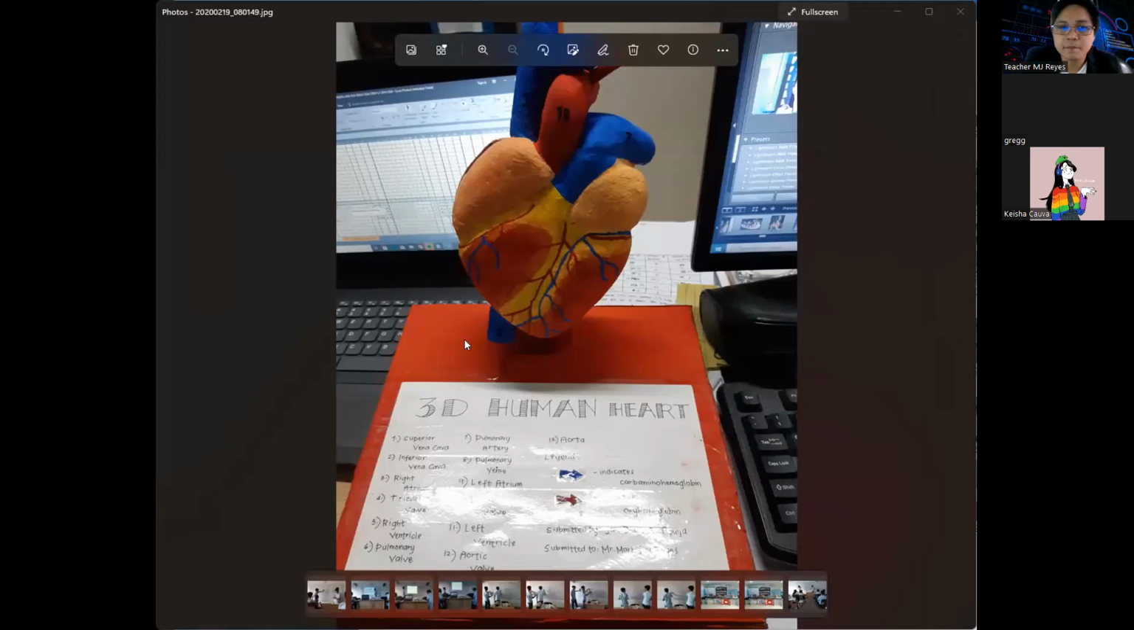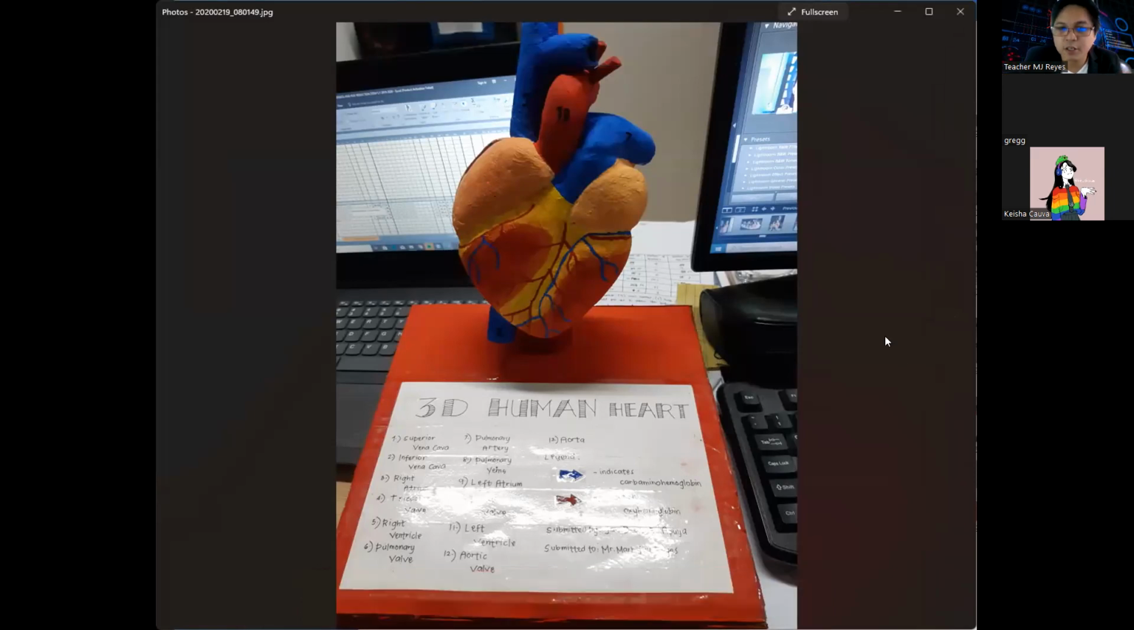As you can see in the legend, the blue one indicates carbaminohemoglobin. So the blue one indicates that this blood carries carbon dioxide, or carbaminohemoglobin. And the red one indicates oxyhemoglobin. So this actually carries blood with oxygen. So as you can see, it explains the concept and also the parts of the heart.